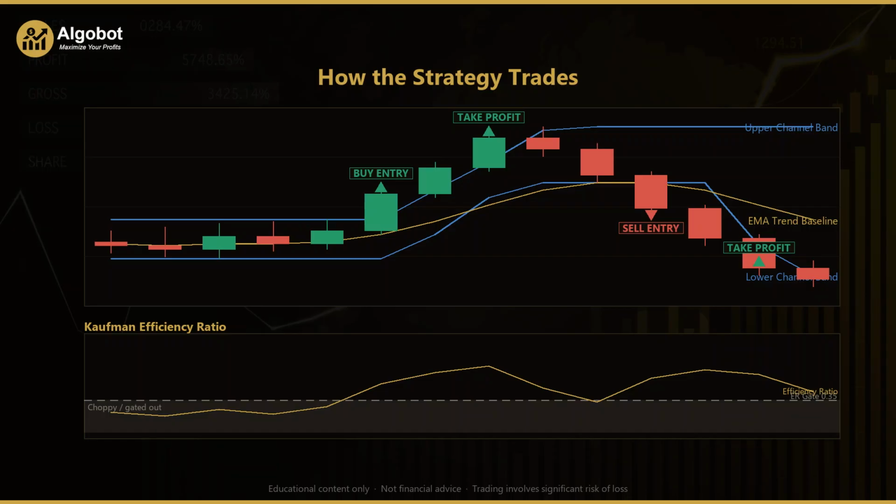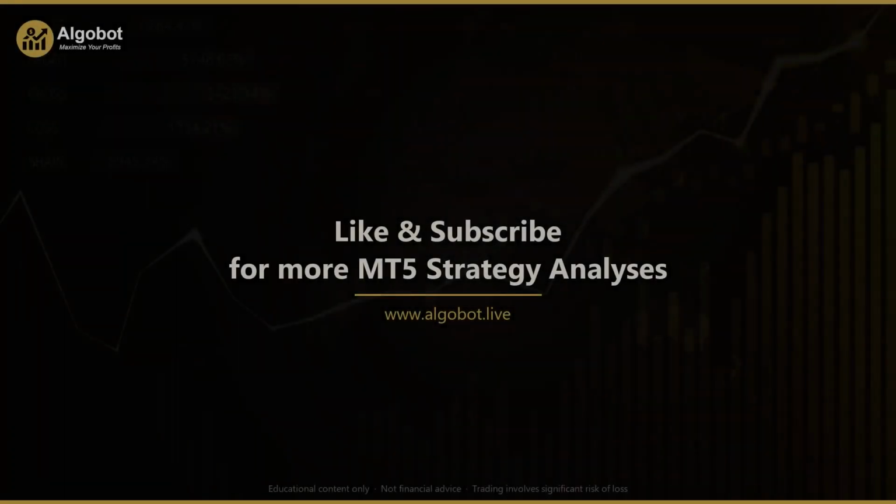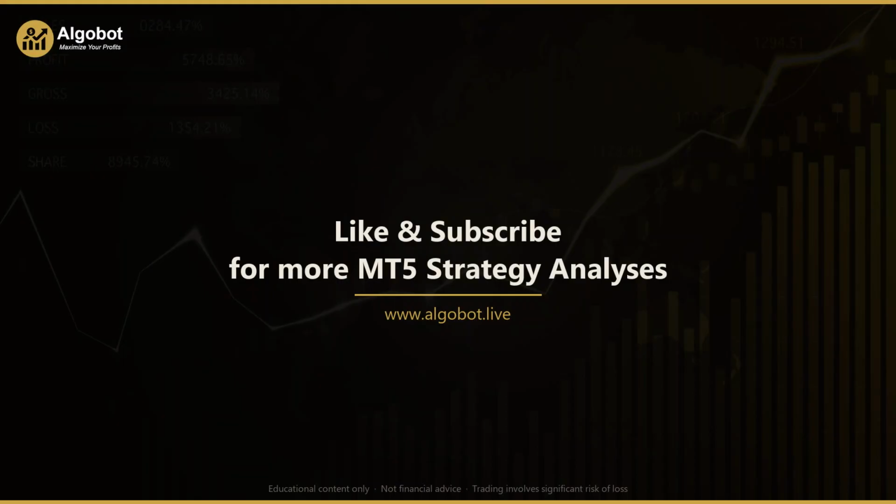The efficiency ratio keeps the strategy out during the messy, sideways stretch, and then permits a long on an efficient upside break and a short on an efficient downside break, with the average true range shaping every stop and target around it. And that brings us to the end of our look at the Efficiency Gated Breakout Expert Advisor. We've covered how the Kaufman Efficiency Ratio filters out choppy markets, how the breakout channel, moving average and relative strength index combine to define an entry, and how the average true range shapes the stop, the target, and the automatic break-even.